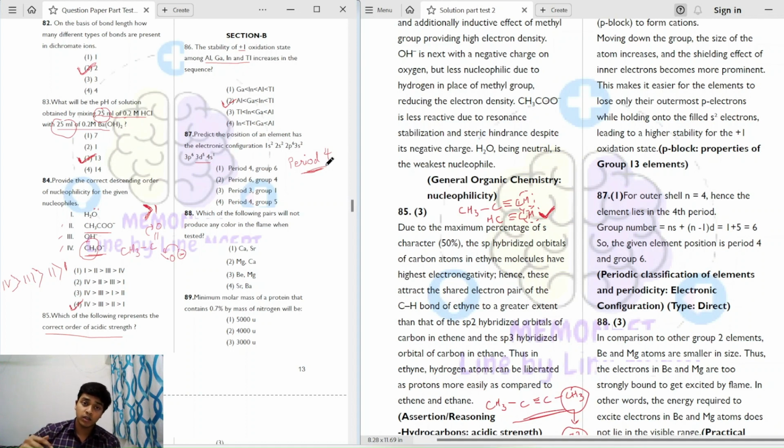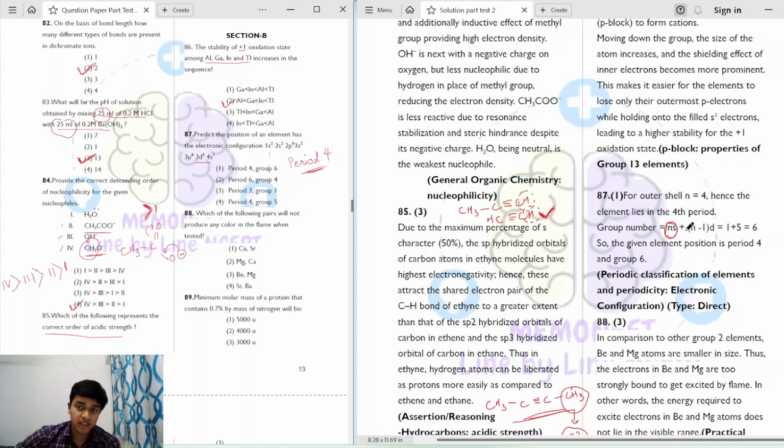Now to find out the group of the element, we can just add the electrons in the s orbital plus those in the penultimate d orbital.